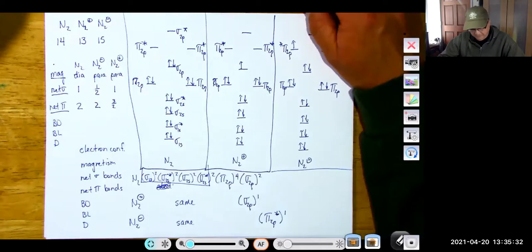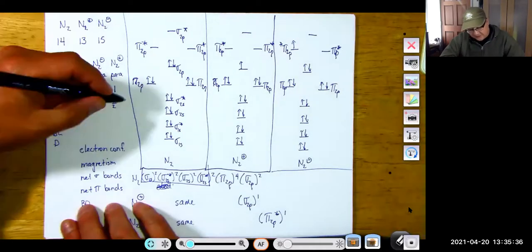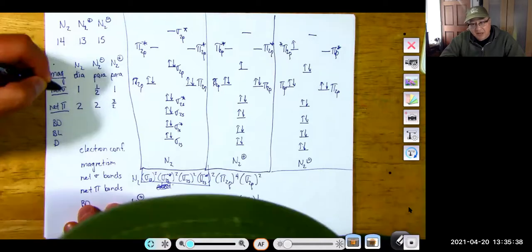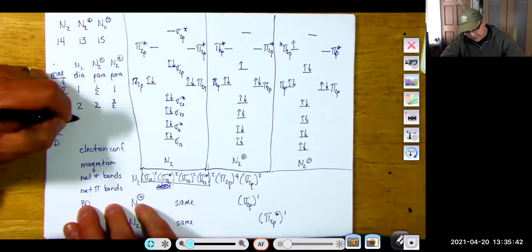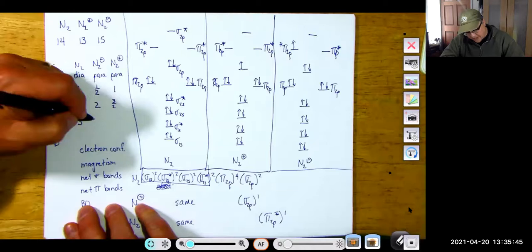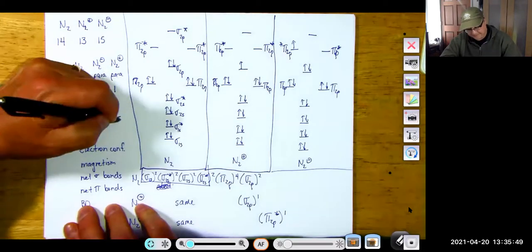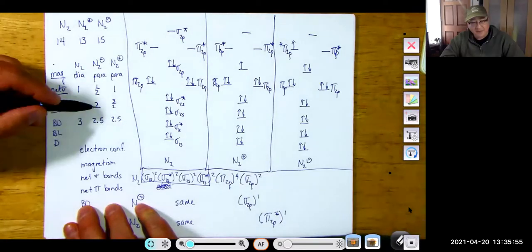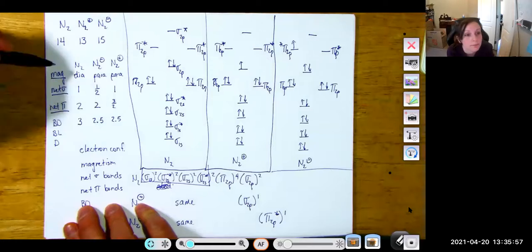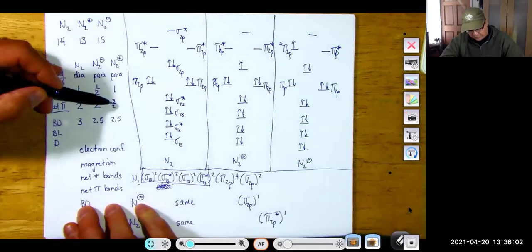Okay, now for bond order, we simply add these sigma bonds and pi bonds together. So the bond order for N2 is 3, N2 minus is 2.5, and N2 plus is 2.5. N2 minus is 2.5? Yeah, 1 and 1.5 is 2.5.